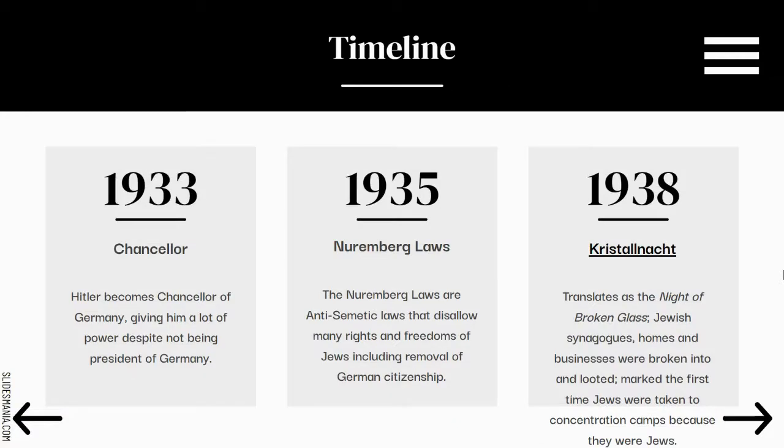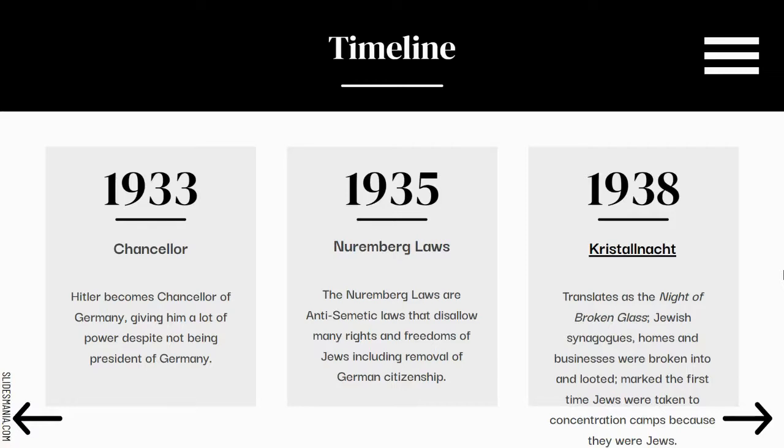1938 marks a significant turning point in Germany, and that has to do with the event of Kristallnacht. This translates as Night of Broken Glass, and it is called this because of all the Jewish storefronts that were broken into and the broken glass that came with that. Businesses are looted, homes are broken into, synagogues are broken into, violated and vandalized.